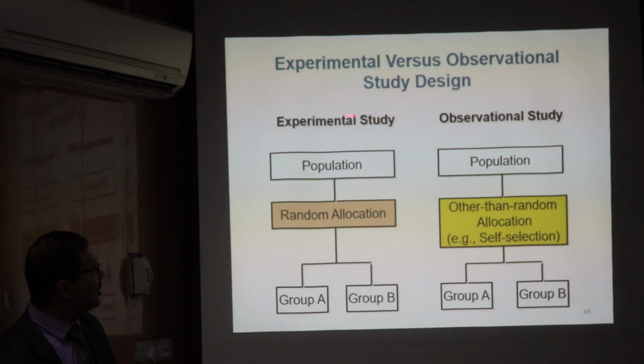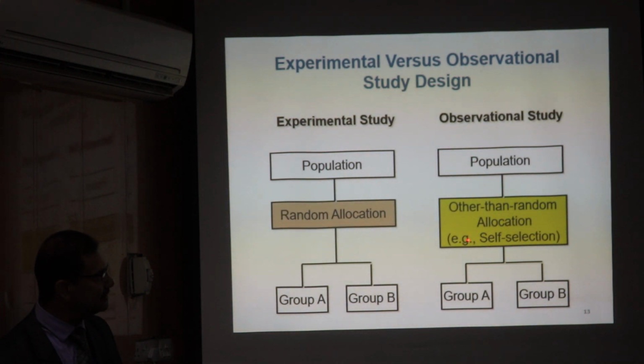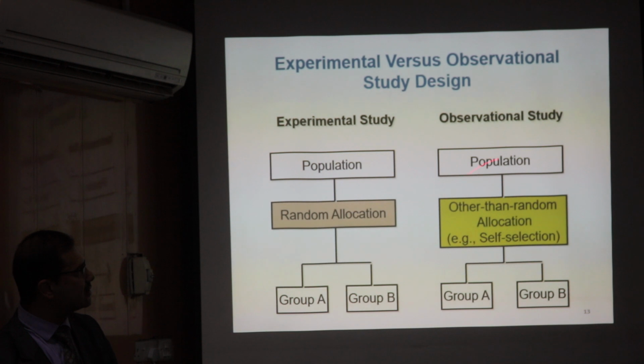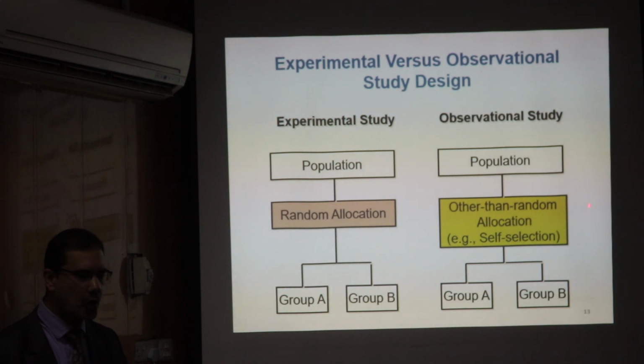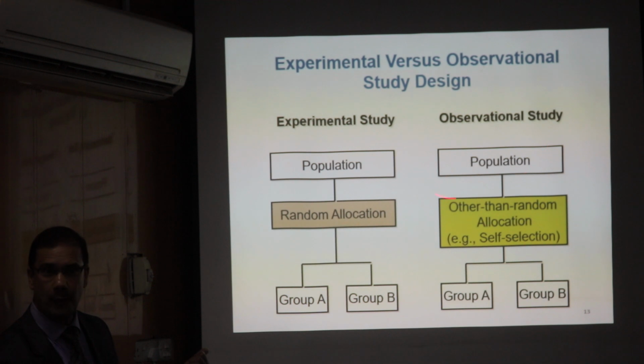What's the difference between observational and experimental? In the experimental, we usually have randomization, but in the observational, it's not easy to randomize patients, because observational studies are usually done in the past, and it's hard to randomize patients. So this is one of the weaknesses of the observational.